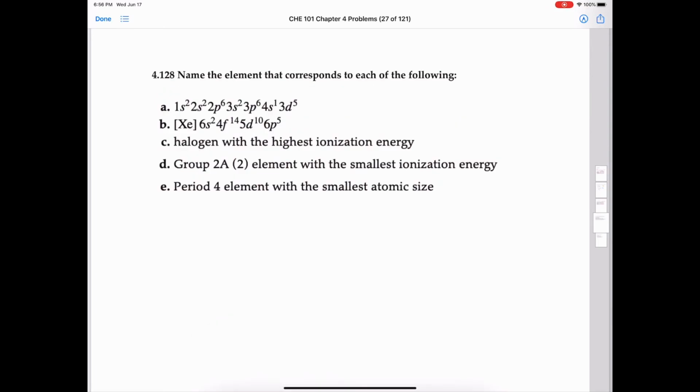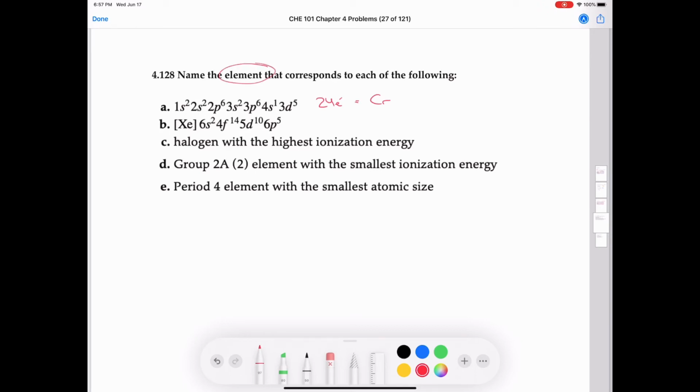Let's take a look at question 4.128. It says name the element that corresponds to each of the following. So we'll start with A. We have an electron configuration of 1s2, 2s2, 2p6, 3s2, 3p6, 4s1, 3d5. So that's a total of 24 electrons. And that would mean this must be chromium, because chromium has 24 electrons, and it doesn't say anything about an ion. It just tells us that we are looking for elements.